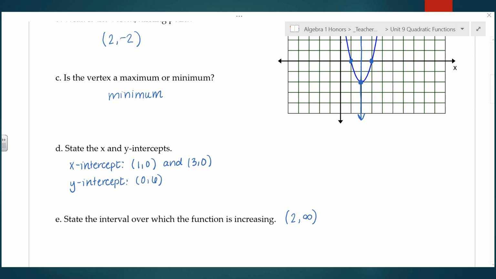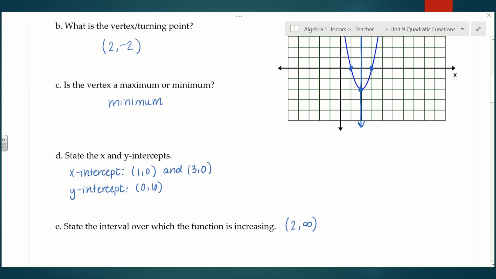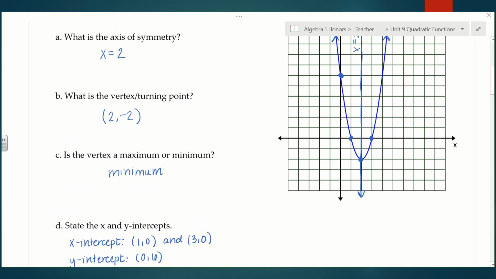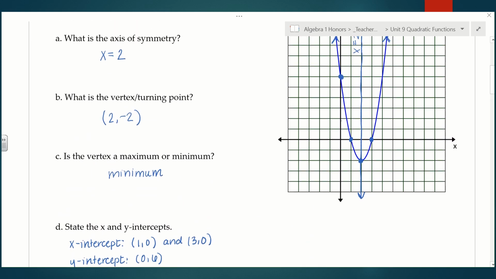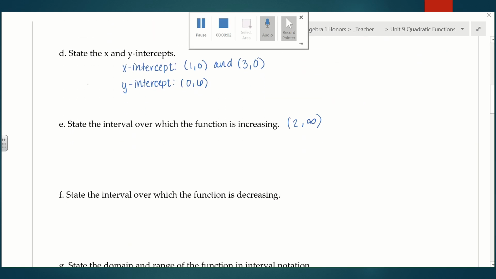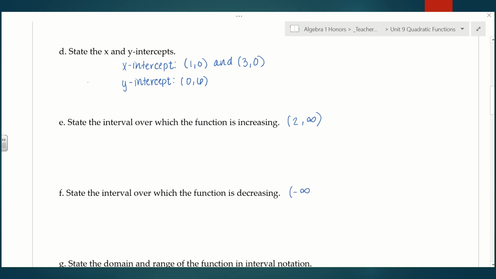And remember, we never include the numbers, meaning we're never going to use brackets, because it's between those numbers that the function is increasing. At 2, it's doing neither. It's not increasing nor is it decreasing, so we don't want to include it. To figure out where it's decreasing, we do the same thing. Reading the graph from left to right, we can see that all the way from negative infinity to 2, our graph is decreasing. So we're going to write from negative infinity to 2.